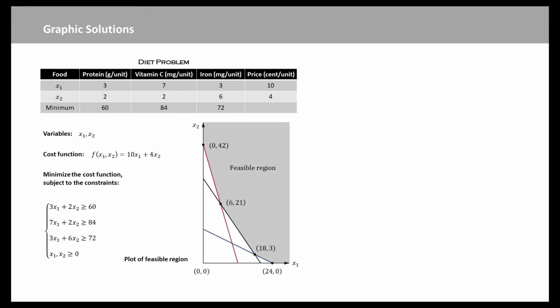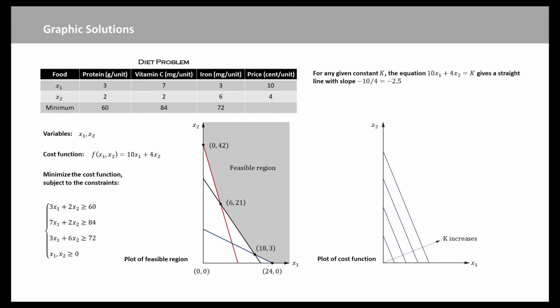Now we will introduce a graphic solution method to solve this problem. Since we have only two variables, x1 and x2, we can visualize the constraints in the plane, a two-dimensional plane with coordinates x1 and x2. We consider all the constraints, and then we obtain a shaded region in gray, which is the feasible region.